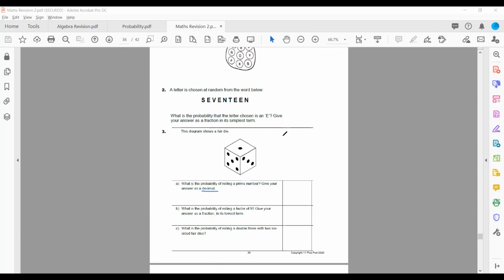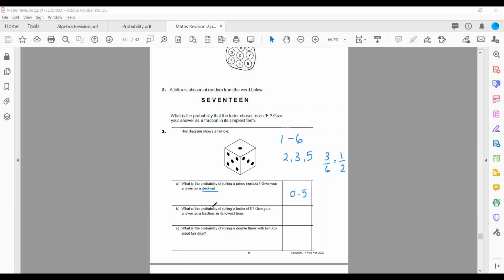Now, we have the numbers 1 to 6 on this dice, and of those, 2, 3, and 5 are prime. So 3 out of the 6 numbers is prime. So as a fraction, it would be 3/6, which is the same as 1/2, and 1/2 as a decimal would be 0.5. So that's how we would give our probability there. We have a 0.5 chance of rolling a prime number.